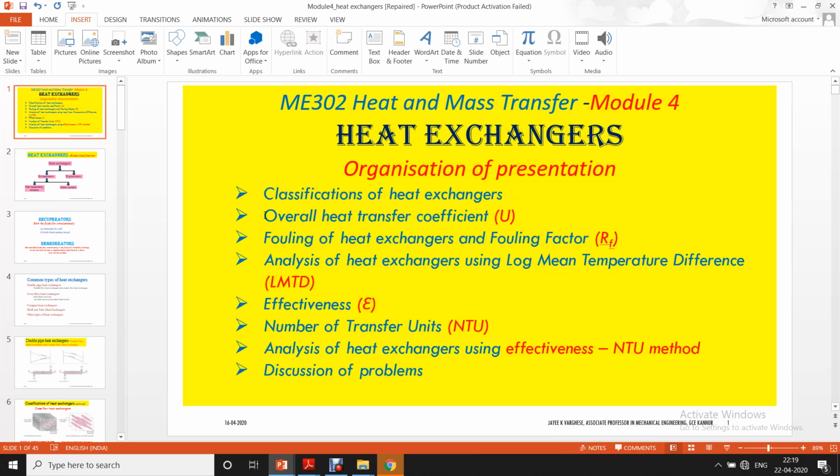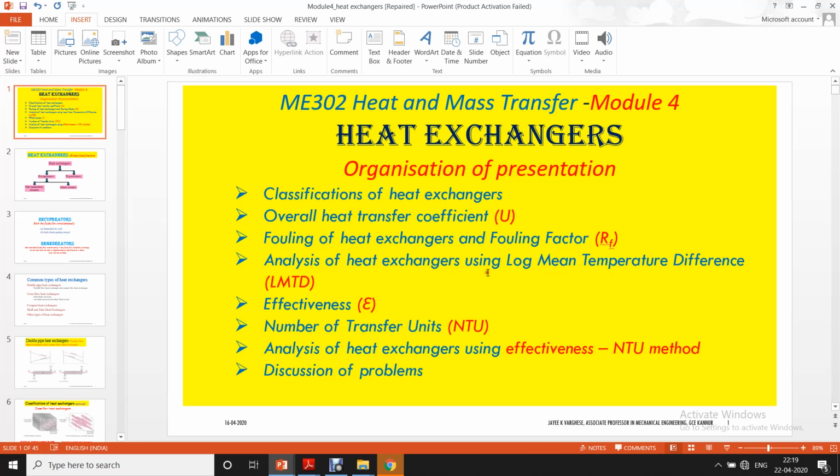Then we saw the concept of overall heat transfer coefficient, which we have already done in the very first module, conduction problems. Then the phenomenon called fouling and the additional thermal resistance due to fouling, called the fouling factor, which is to be included while calculating the overall heat transfer coefficient of a heat exchanger.